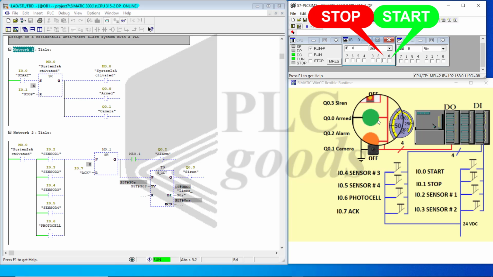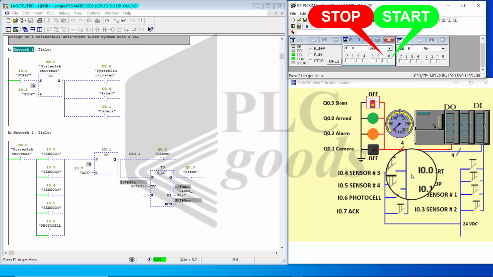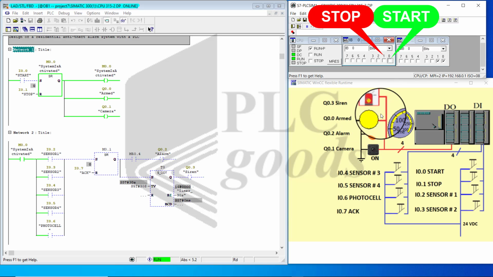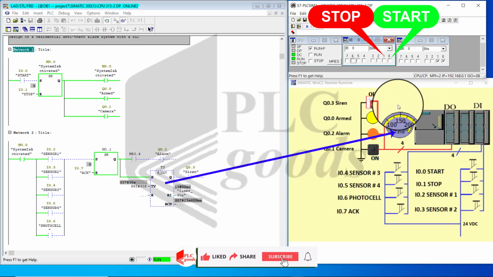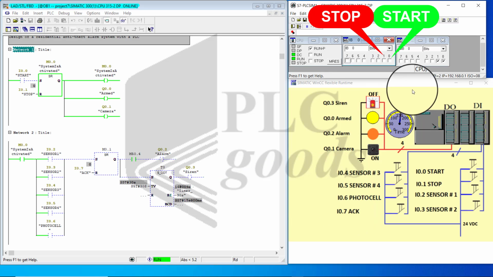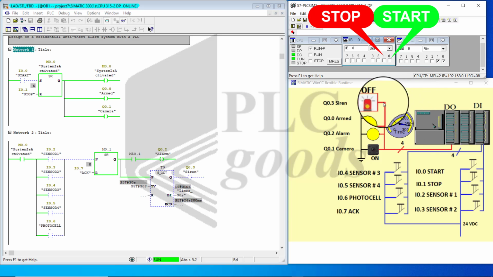Upon tapping on the start push button, notice that the camera and armed signal both turned on. Q0.0 and Q0.1 are both on. Right now, I go ahead and tap on I0.6, which is the photocell sensor, and notice that the system is timing again. To continue, since I tapped on the acknowledge signal before the end of 30 seconds, the system turned back to a standby stage. Right now, again, I tapped on I0.6, which is the photocell. Now it is doing the same thing.